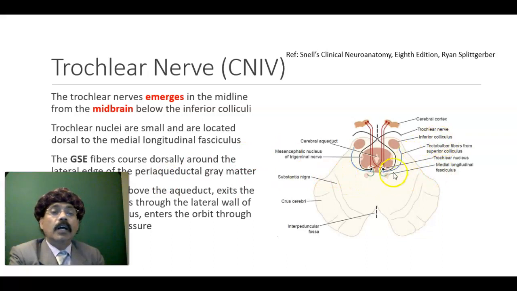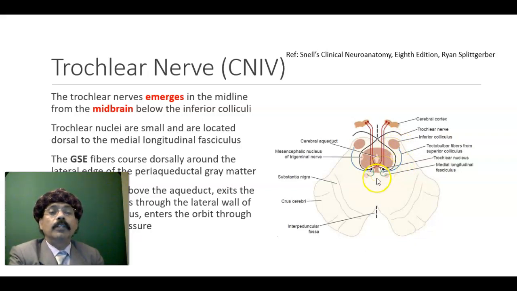Okay, and our trochlear nucleus also gets connections from multiple sources: the cerebral cortex from the same side and the cerebral cortex from the opposite side. It is connected to the medial longitudinal fasciculus. Also, it is connected to the inferior colliculus.